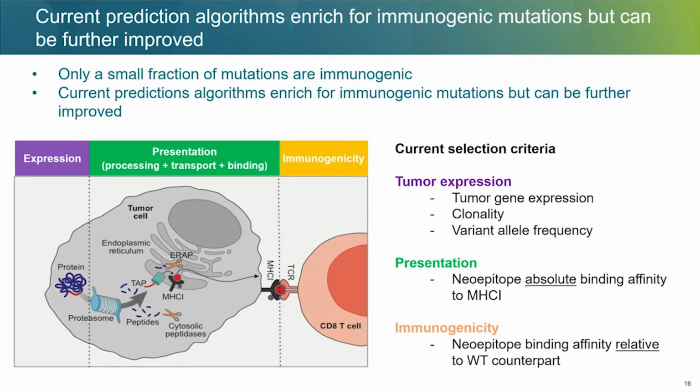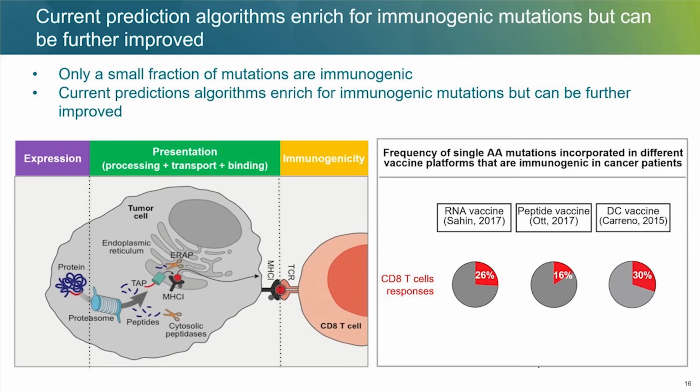So in general, what are the criteria for selection? We need to think about tumor expression. What is the level of expression of the gene? Is there clonality? And what is the variant allele frequency? Presentation is an absolute. We need to validate that these mutated peptides have high binding affinity for MHC class I. And then immunogenicity is also important. A lot of different groups have been looking at the relative affinity of the peptides in comparison to the wild type counterpart.